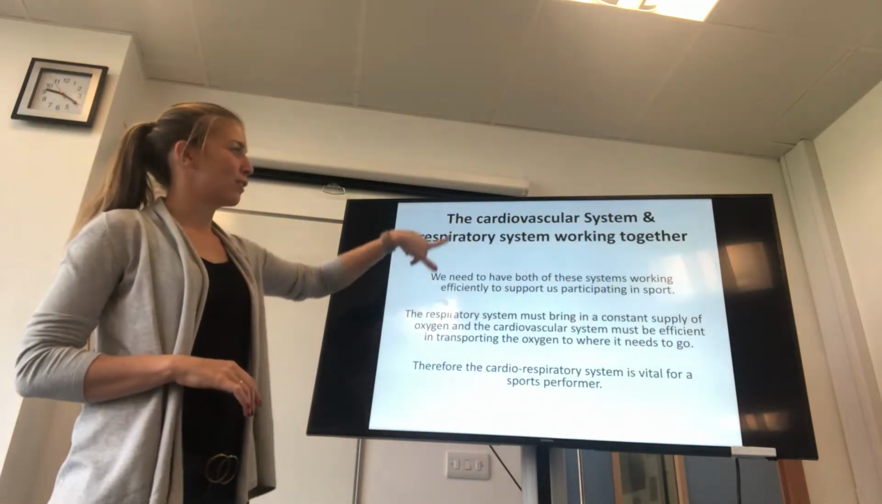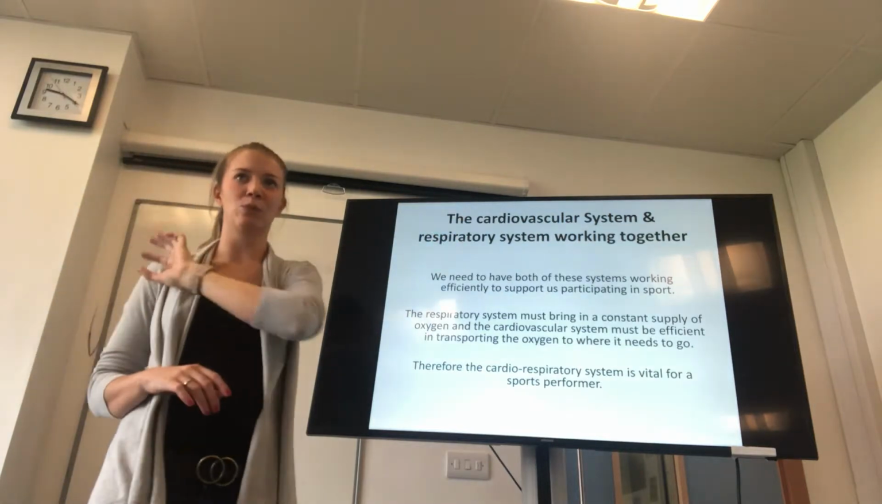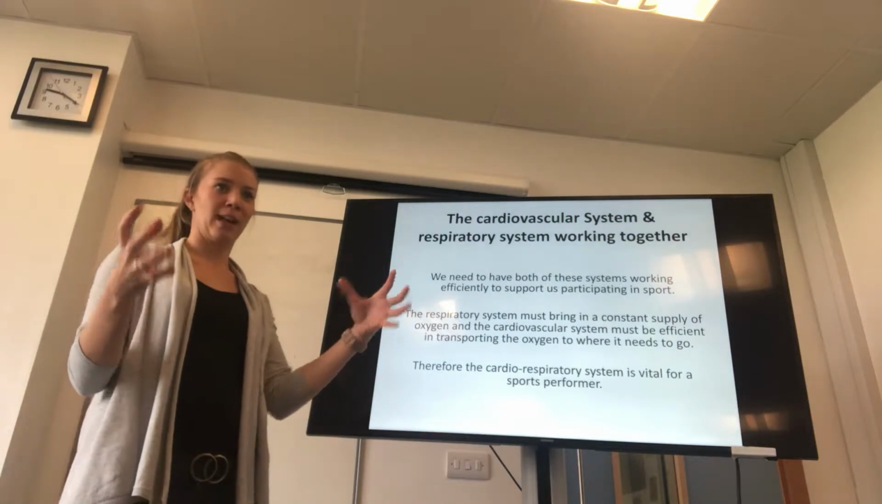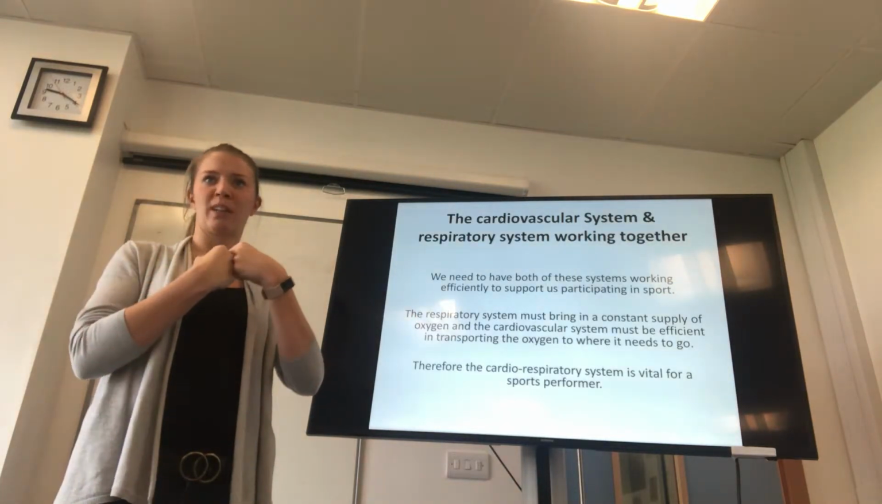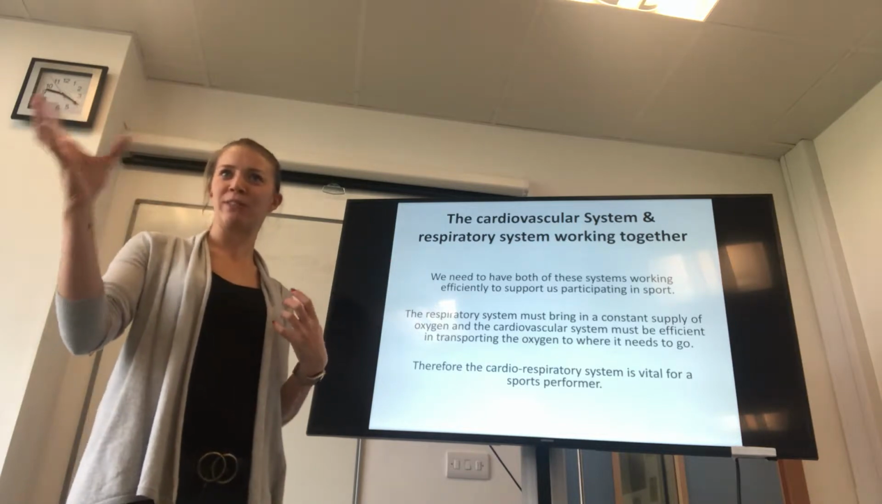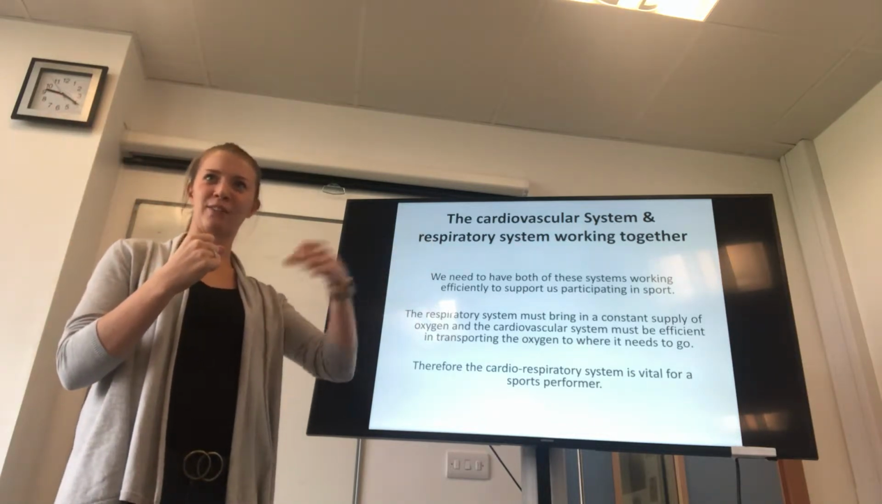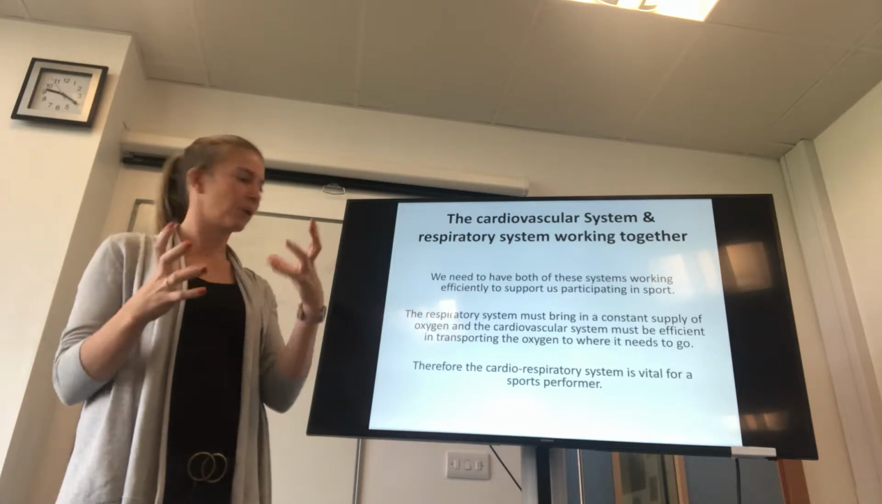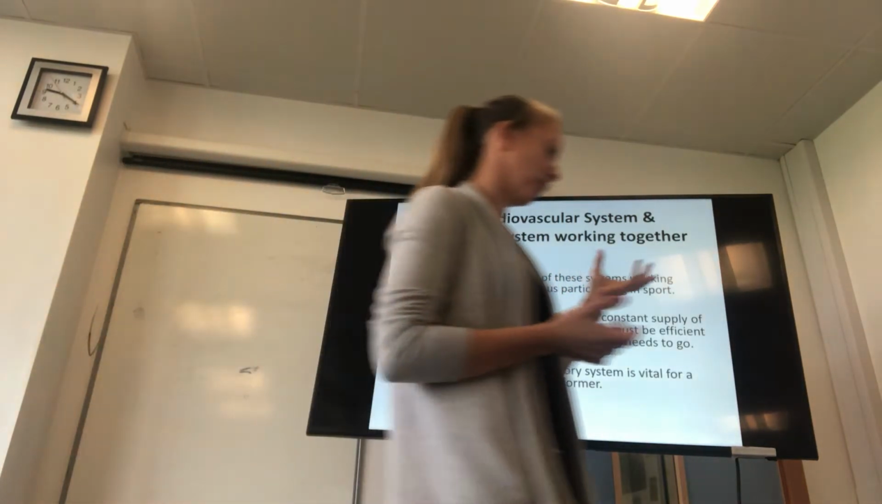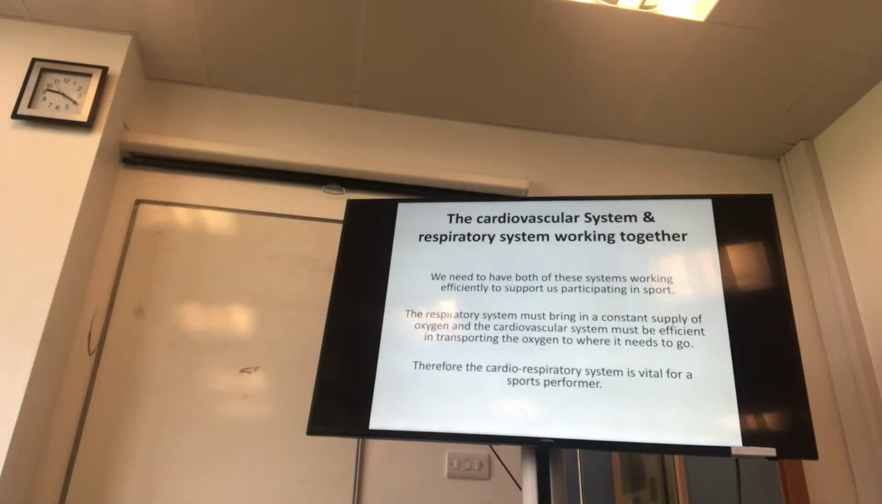So now we're going to look at how these two systems work together. Last lesson was all about the cardiovascular system. This lesson is all about the respiratory system. And it's a cardiorespiratory system when they're working together, because they don't ever work individually. We need the respiratory system to bring the oxygen in, and then we need the cardiovascular system to transport it. So they work alongside each other. So the cardiorespiratory system is massively important for a sports performer, because we need the oxygen at the muscles and we need the oxygen inside our body.